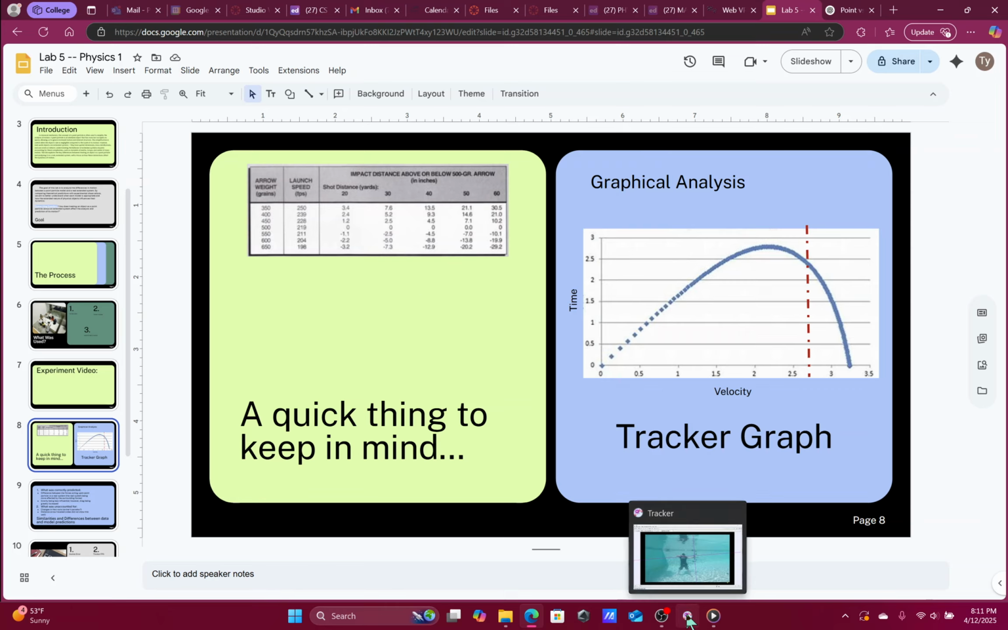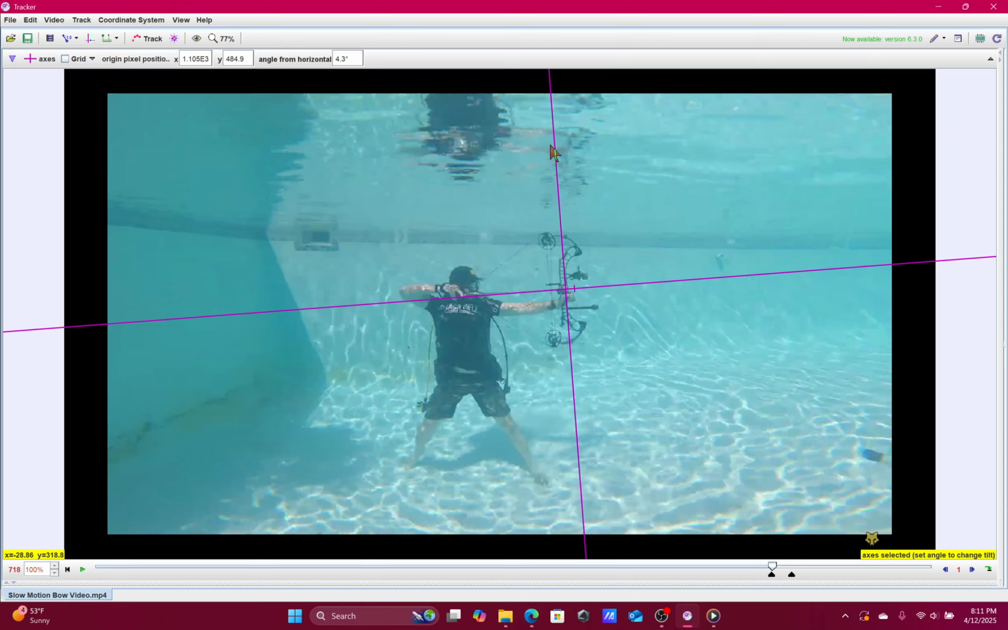Real quick, I'll show you the Tracker program as well. This is what it looked like underwater. These are your axes right here, just to simplify it so there's no plus y-hat direction; it'll only be falling. And you can see over here that the water bottle is over here, but I couldn't capture the whole thing in the video, so that is one of my errors as well.